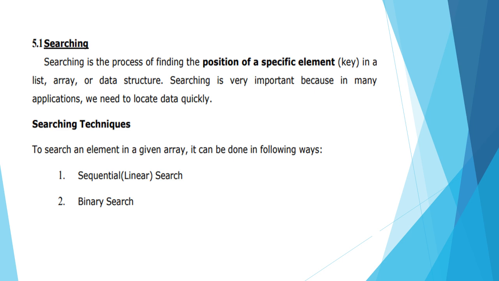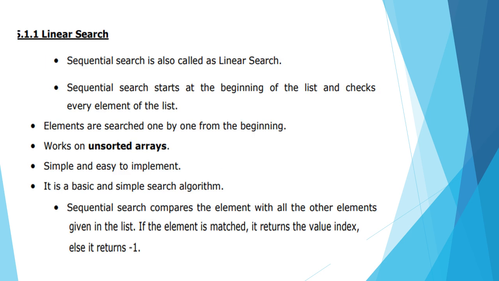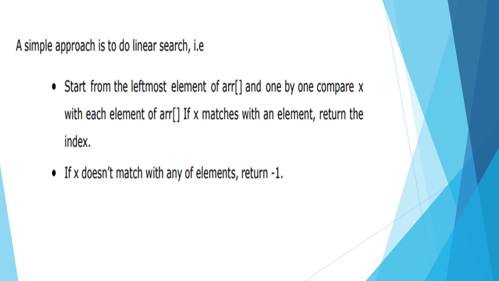Linear search is otherwise known as sequential search. Sequential search starts at the beginning of the list and checks every element of the list. Elements are searched one by one from the beginning. It works on an unsorted array. It is very simple and easy to implement. It is a basic and simple searching algorithm. In sequential search, comparison takes place with all the elements given in the list. If the element is matched, it will return the value of the index, else it will return -1. It is one of the easiest approaches in searching.